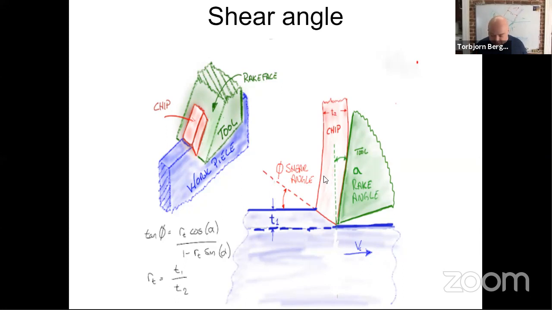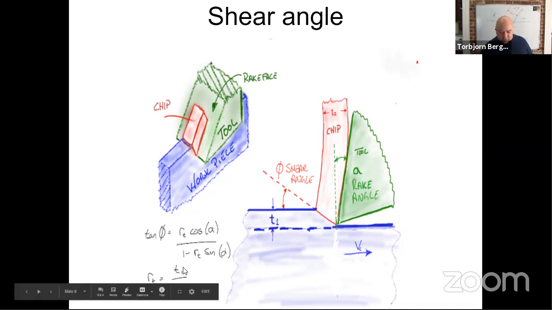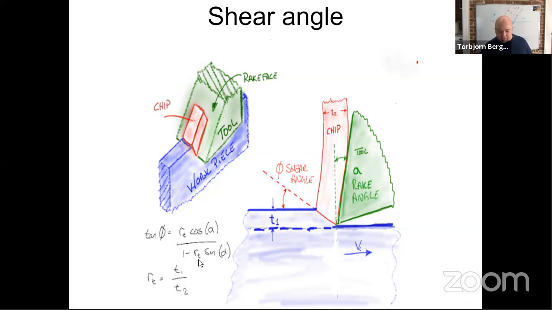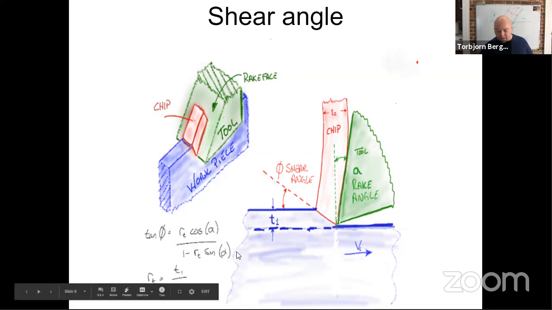So as you can see the slides there, the rake angle we measure from the vertical. The shear angle we measure here. And then there's a simple geometric transformation where you can show that the tangent of the shear angle equals this RT, and RT is the ratio of the uncut chip thickness to the chip thickness. So our tangent of that shear angle equals RT times cosine of alpha, alpha being the rake angle, over 1 minus RT sine of alpha.